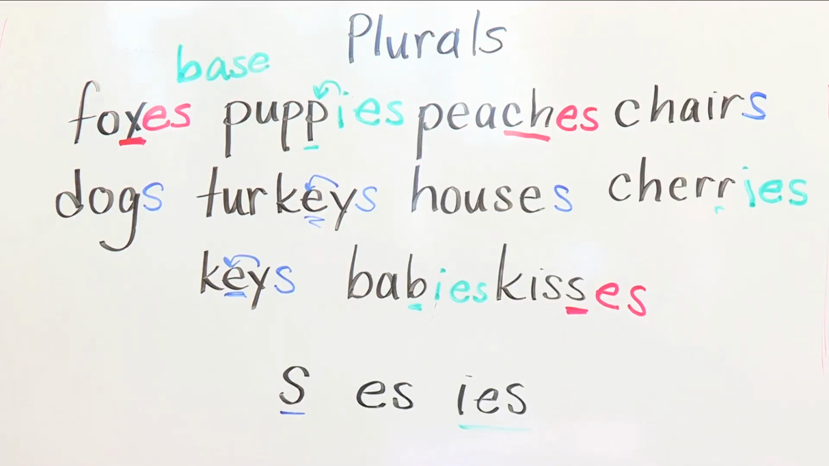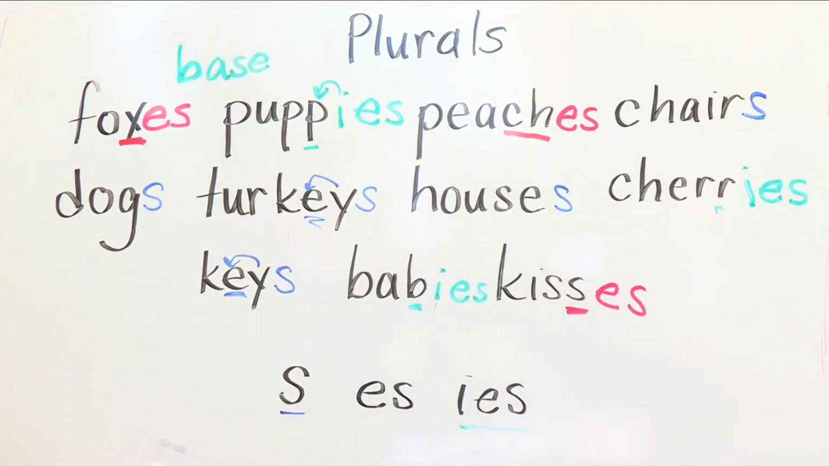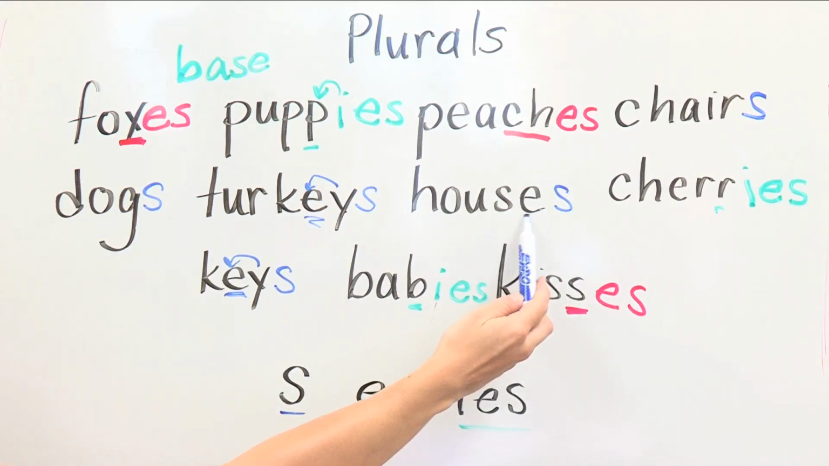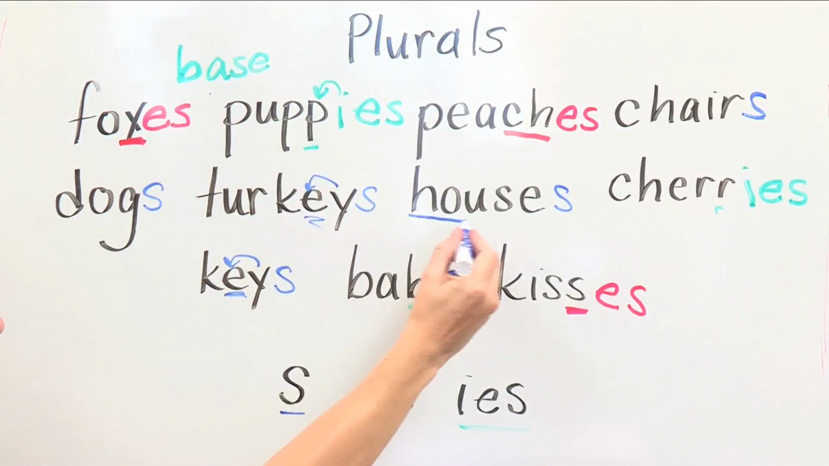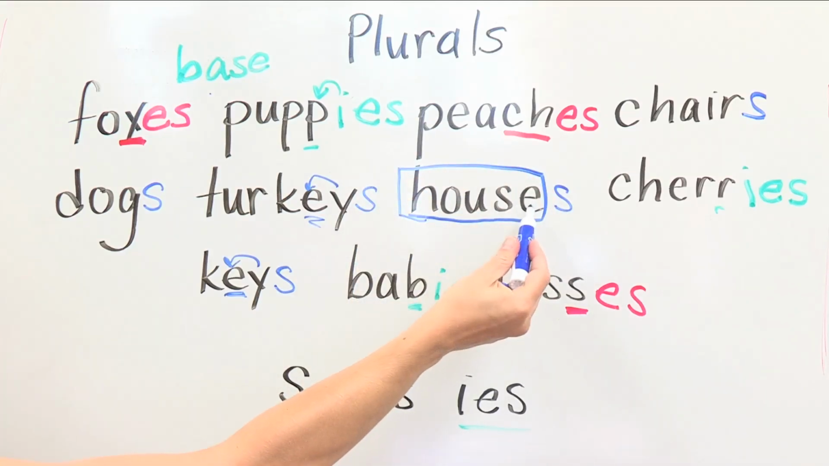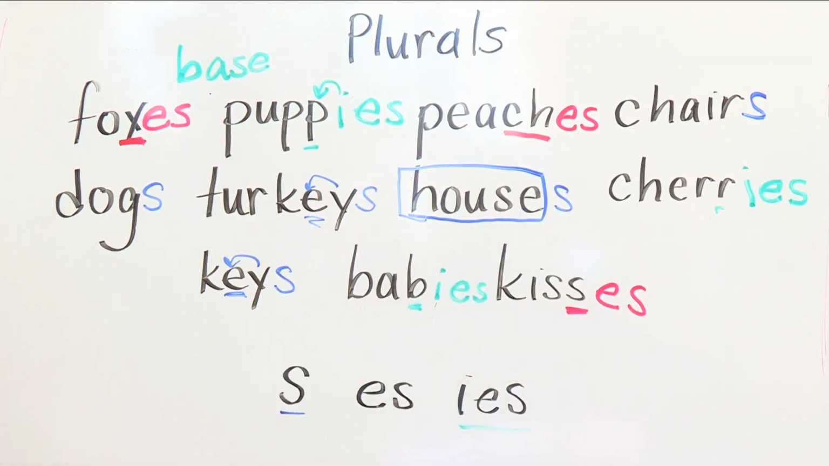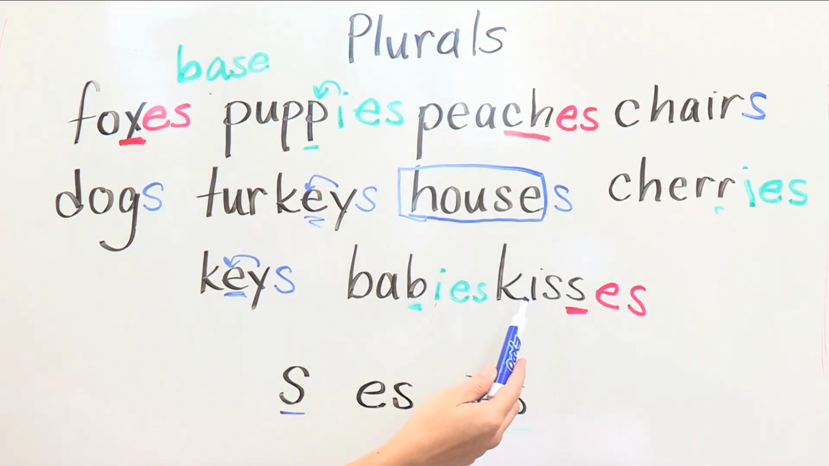Now let's be careful here. This is not an ES pattern. Make sure your students understand that. That is very commonly confused. They think, oh, this is an ES. Nope, look at the base word. Remember, go back to the base word. The base word here actually ended with an E, so all you do is add an S. And if you look at the three here, their base word does not end with an E. You added the ES.